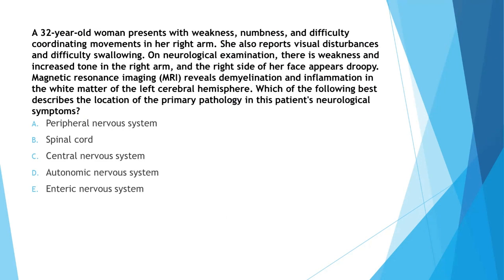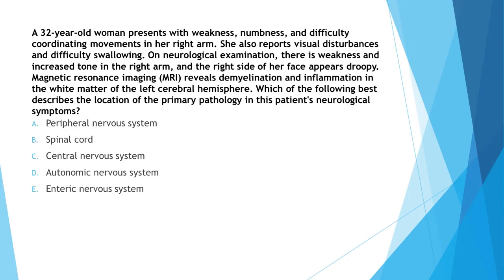A 32-year-old woman presents with weakness, numbness, and difficulty coordinating movements in her right arm. She also reports visual disturbances and difficulty swallowing. On neurological examination, there is weakness and increased tone in the right arm, and the right side of her face appears droopy. MRI reveals demyelination and inflammation in the white matter of the left cerebral hemisphere.